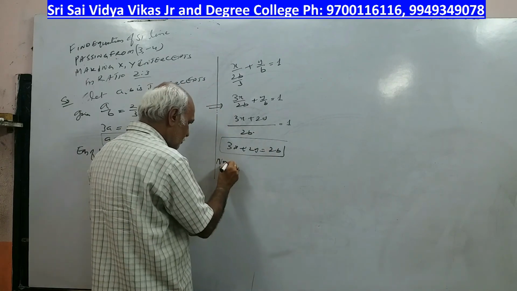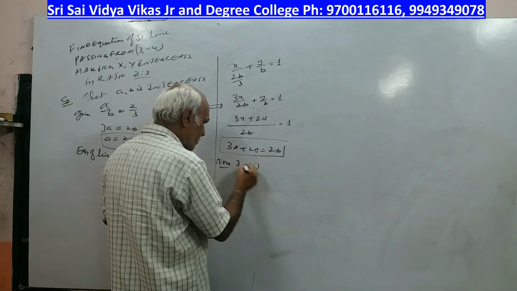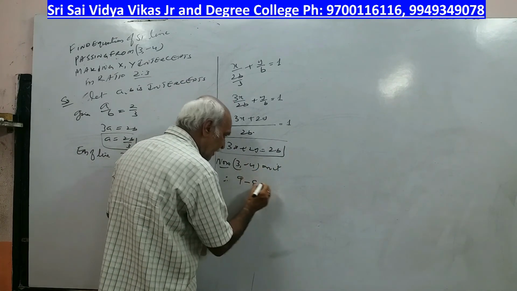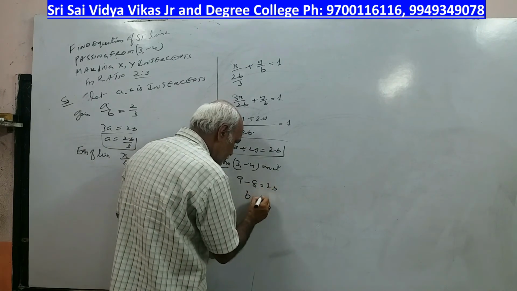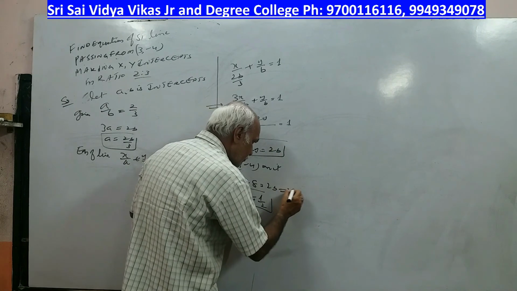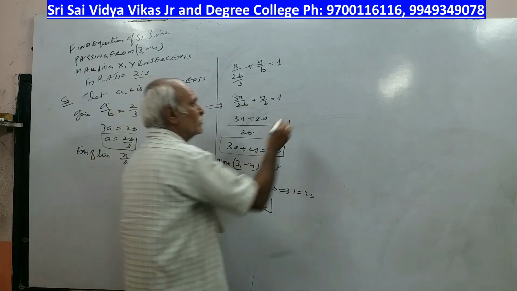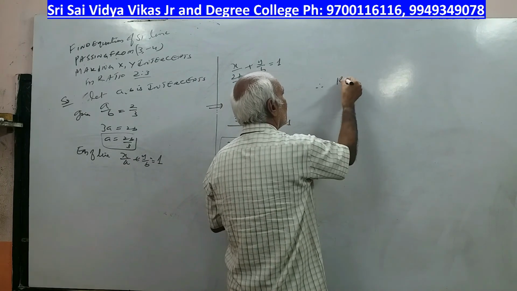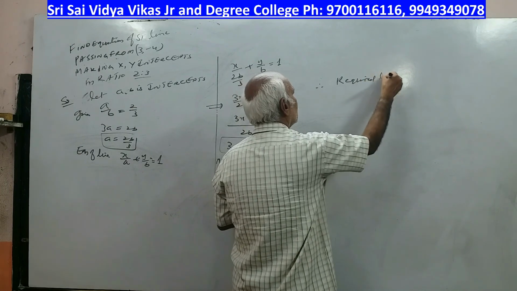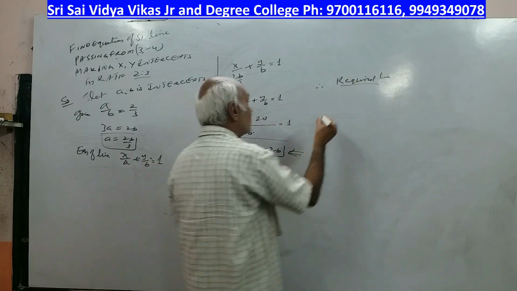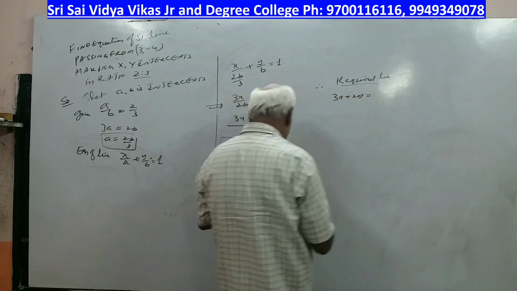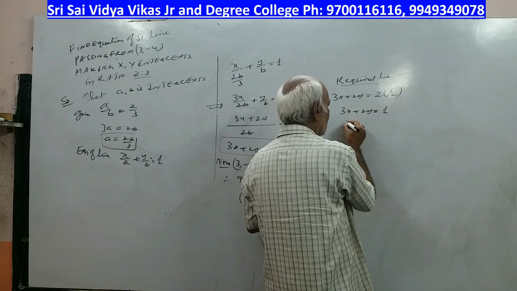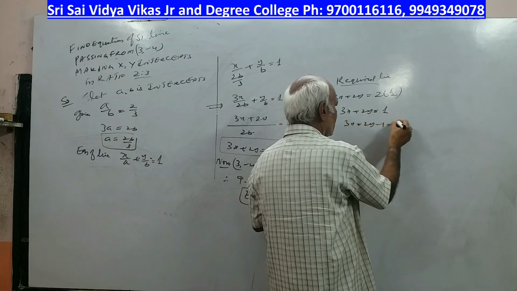Now what is the point he has given? (3, minus 4) lies on it. Therefore 3 into 3 is 9, 2 into minus 4 is minus 8, so 1 is equal to 2b. B is equal to 1 by 2. Therefore, what is the required line? Here we substitute, sir. 3x plus 2y is equal to 2b. What value did b come, sir? 1 by 2. 2 into 1 by 2 is 1. So 3x plus 2y minus 1 is equal to 0.